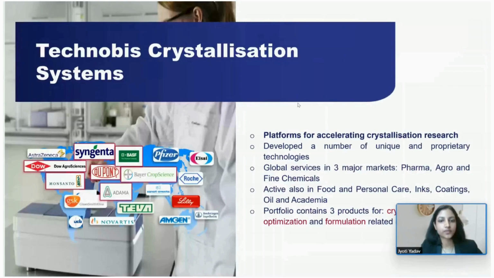About Technobis. Technobis Crystallization Systems provide instruments for accelerating crystallization research. The product line of Technobis consists of 3 multi-reactor crystallizers with application at different stages of solid-state research and development.